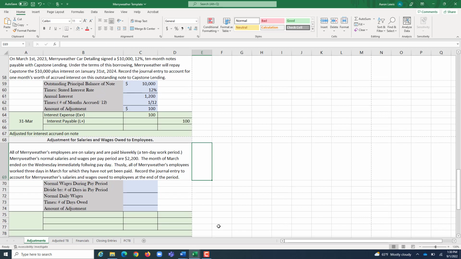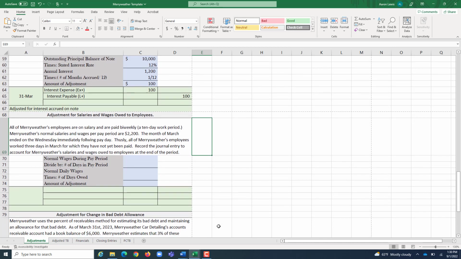Another very common adjustment is the adjustment for salaries and wages owed to employees.